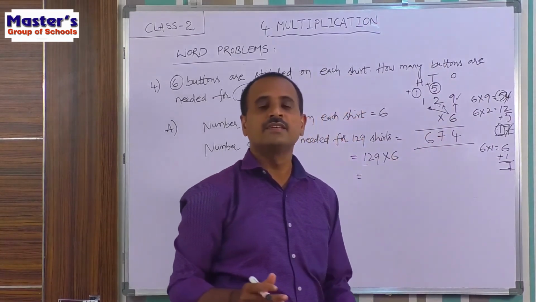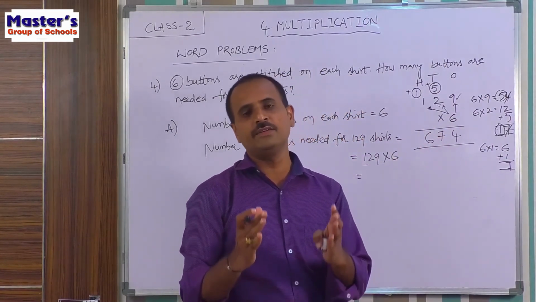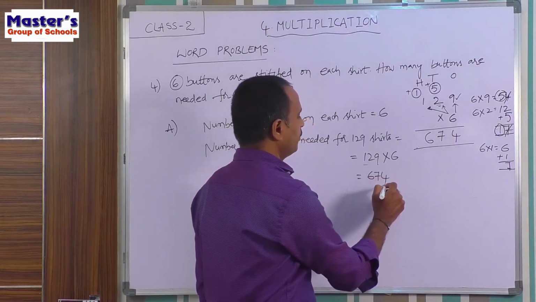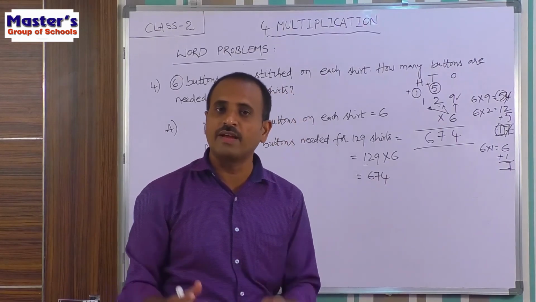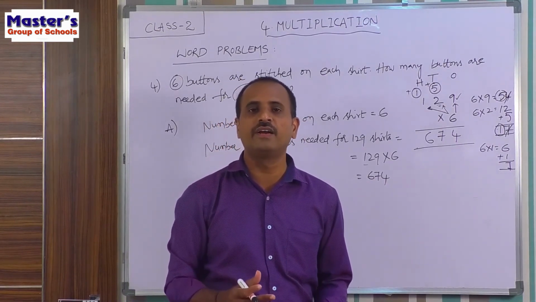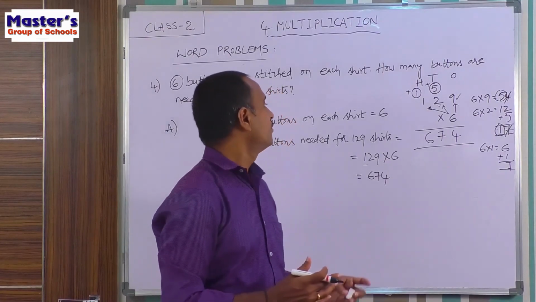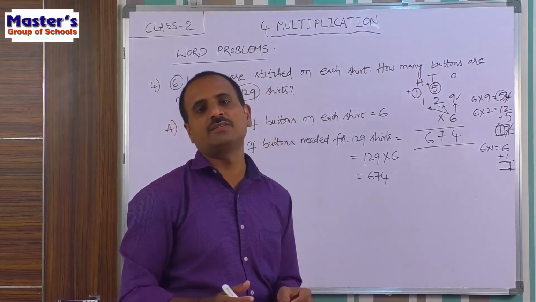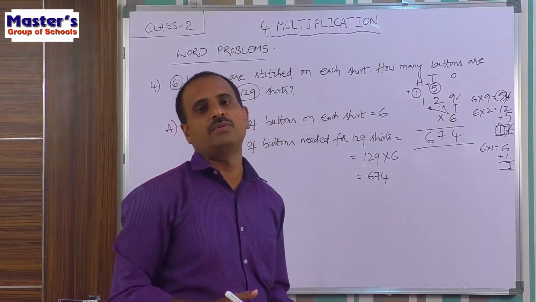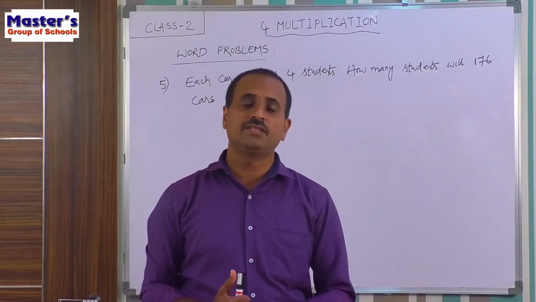So the answer is 674. That means how many buttons are required? Total 674 buttons are required for stitching 129 shirts. Children, note down this problem in your notebook. Next word problem, that is the fifth problem.